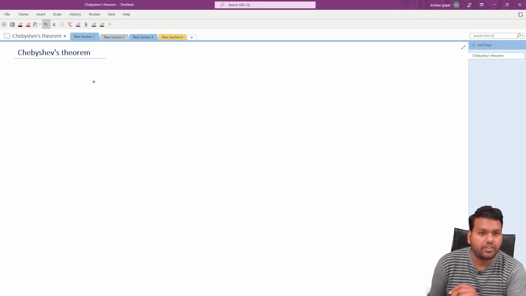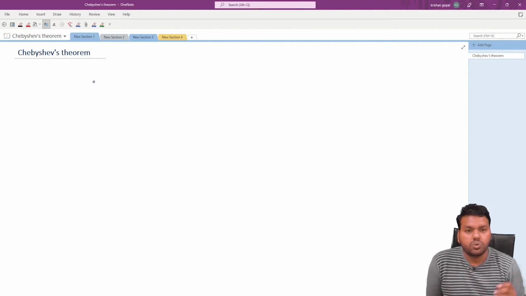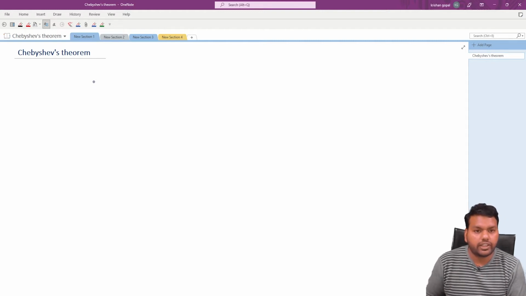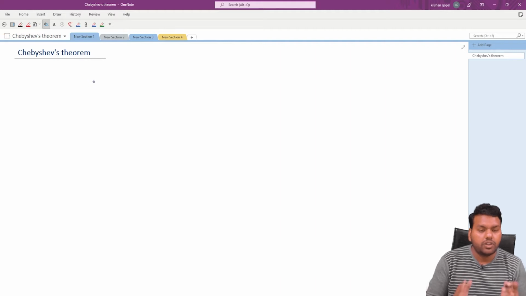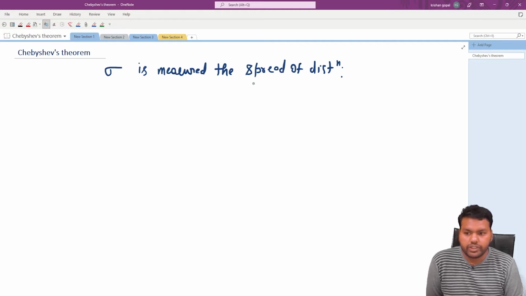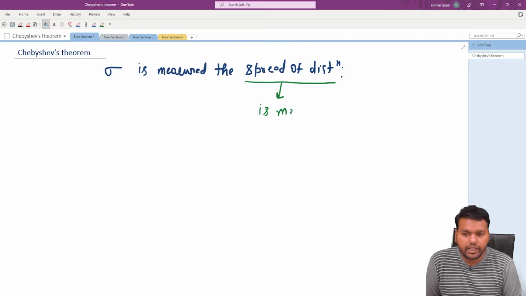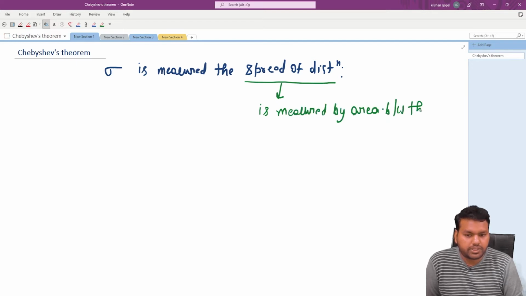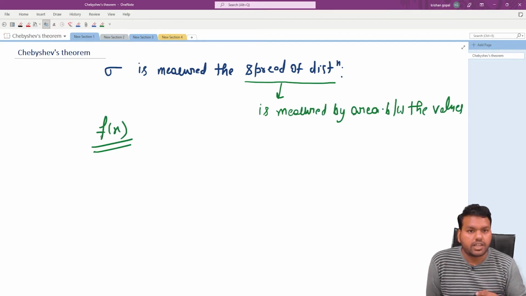So let's start the video just by asking why we need this inequality. First question. To explain why we need this inequality in statistics, the first thing is that you have to understand the meaning of the standard deviation, which is known as sigma. Sigma measures the spread of a distribution. And the spread of a distribution is measured by the area between values. Which area are we talking about? The area under the PDF between two values of a random variable.